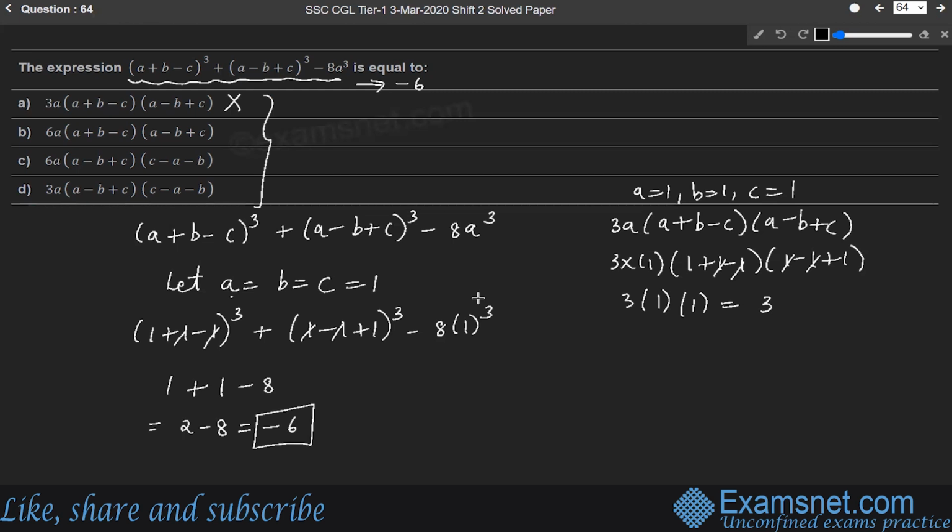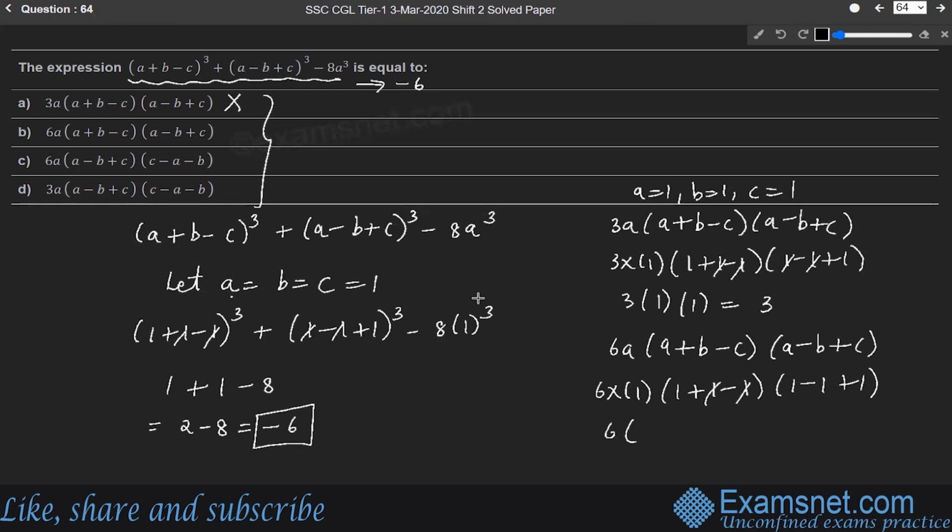So we can say that the given expression is not equal to option A. Now let's check for the second option. 6a into a plus b minus c into a minus b plus c. 6 into a means 6 into 1 multiplied by 1 plus 1 minus 1 multiplied by 1 minus 1 plus 1. So 6 into 1 will be 6 multiplied by 1 minus 1 will be 0. So 1. Again 1 minus 1 will be 0. Remaining is 1. 6 into 1 is 6. It is again not equal to minus 6. So the second option is also wrong.